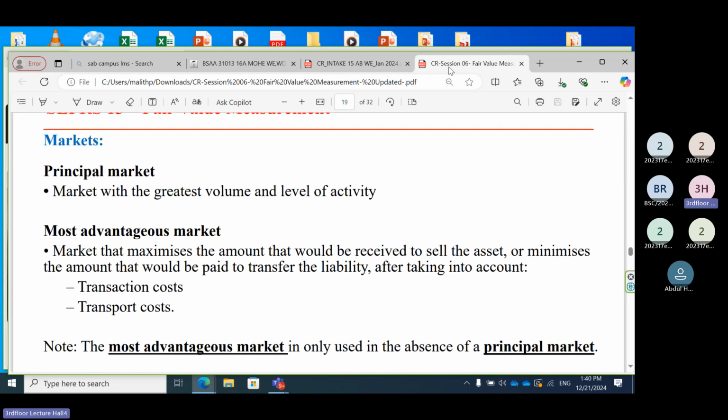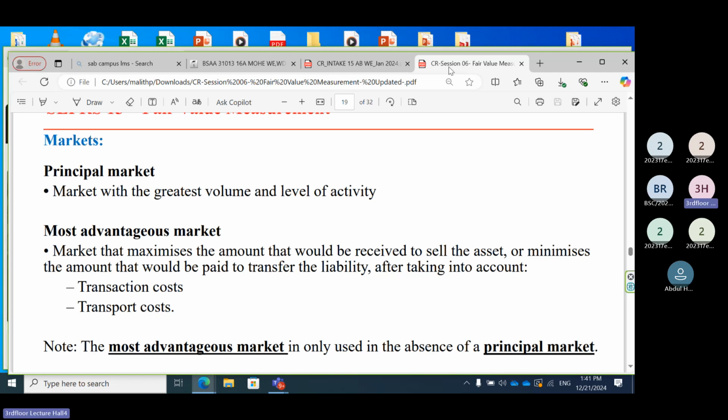So now I am discussing how we are going to decide your market value. We have different markets and a different concept behind what we mean by a market, maybe the physical market or the most advantageous market. How are we going to get the market value? How are we going to decide that? It is a critical aspect, right?